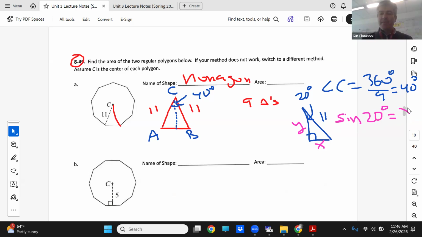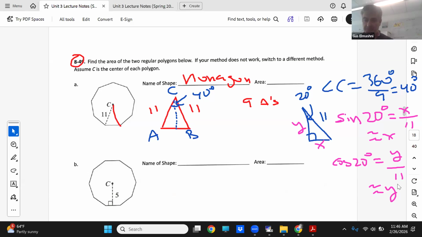So X over 11 equals sine 20, and cosine 20 equals Y over 11. And we're going to solve for each of these separately. I'm going to use a calculator to figure this out. Once I've figured it out, then we're home free. It's really a 3-step process, and I'll summarize it when I finish. Then you guys try the next one on your own. By the way, you must be in degree mode. Very, very important. Otherwise, your answers will be way off.